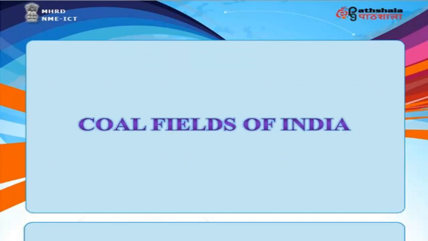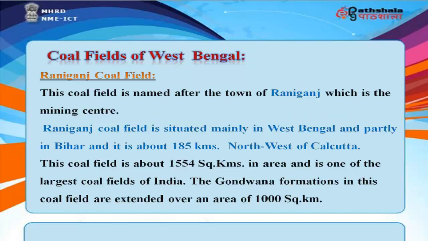Coal fields of India. Coal fields of West Bengal. Raniganj coalfield. This coalfield is named after the town of Raniganj, which is the mining center. Raniganj coalfield is situated mainly in West Bengal and partly in Bihar, and it is about 185 kilometers northwest of Kolkata. This coalfield is about 1,554 square kilometers in area and is one of the largest coalfields of India. The Gondwana formations in this coalfield extend over an area of 1,000 square kilometers.